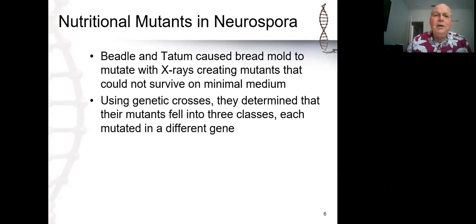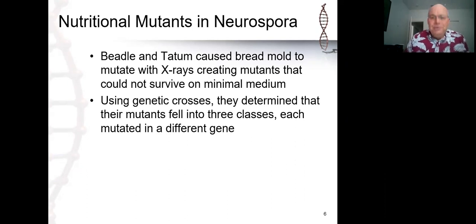And so in the case of Neurospora, the minimal requirements are that it requires a little bit of salt and a couple of other minor nutrients. You give it that and it's off to the races. It can produce anything else that it requires.